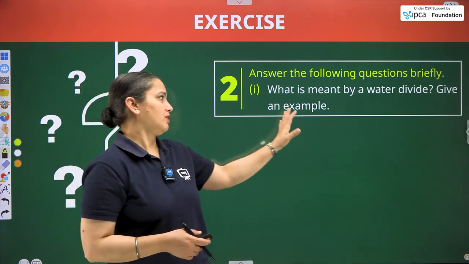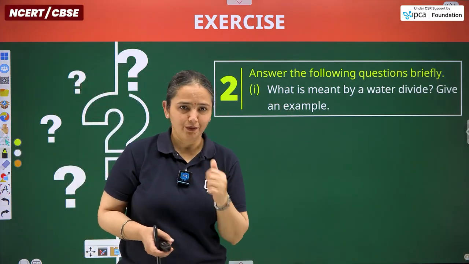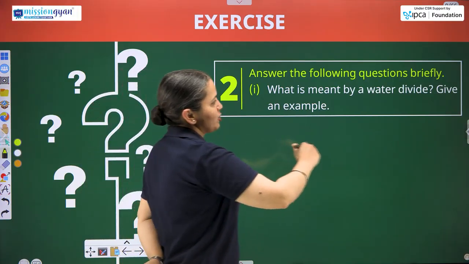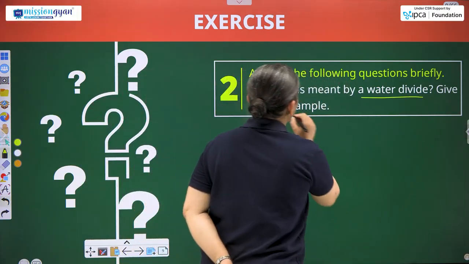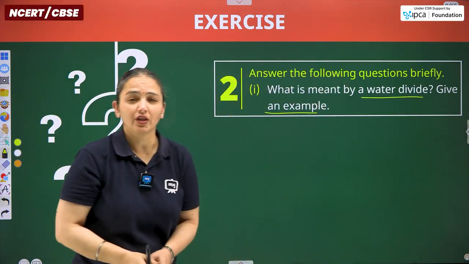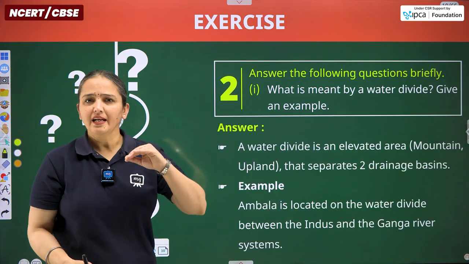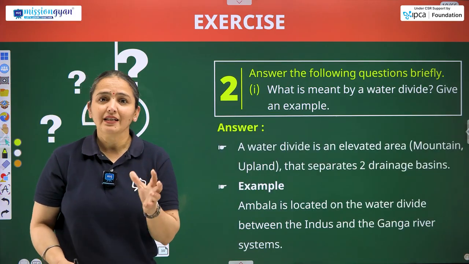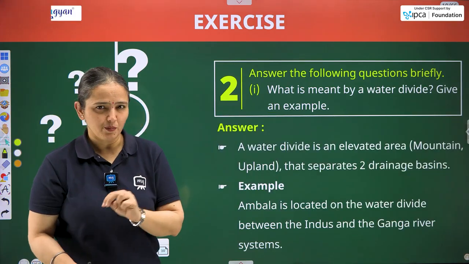Now comes the 1 mark question, a 1 word kind of question. What is meant by a water divide? And we have to give an example for that. Water divide: an elevated upland, highland that divides two drainage basins.